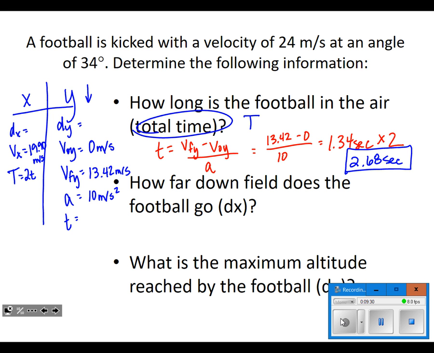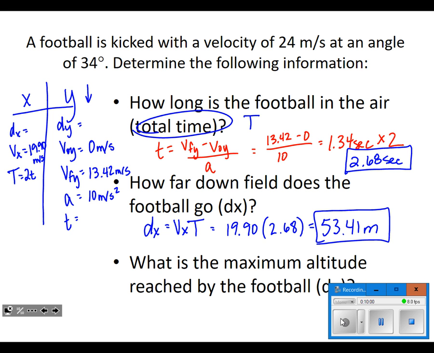Now, the next part is asking me to find my dx. Well, there's only one formula we can use in the x-plane, and that's vx times t. This one happens to be that we use the capital T because it is an up-down problem. So we'll use our 19.90 from our calculator multiplied by our 2.68, which we just found, and that will give us an answer of 53.41. And that's meters downrange. Okay?